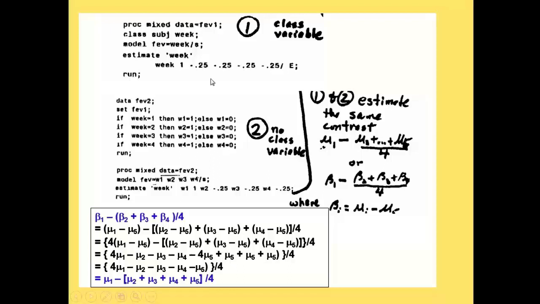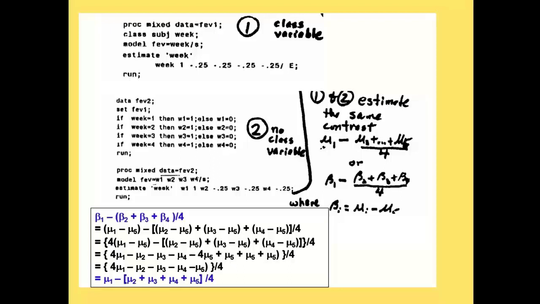So this is actually trying to estimate the difference between the first observation and the average of the other four observations. Isn't that what it's saying? This is week 1, minus 0.25 times week 2, minus 0.25 week 3, minus 0.25 week 4, minus 0.25 week 5. That's the difference between week 1 and the other 4. So that's how I could ask the computer to estimate this difference, with no random statement, just looking at week 1 and the average of the other 4.